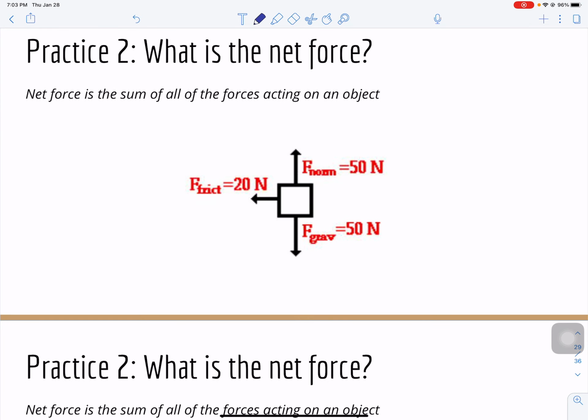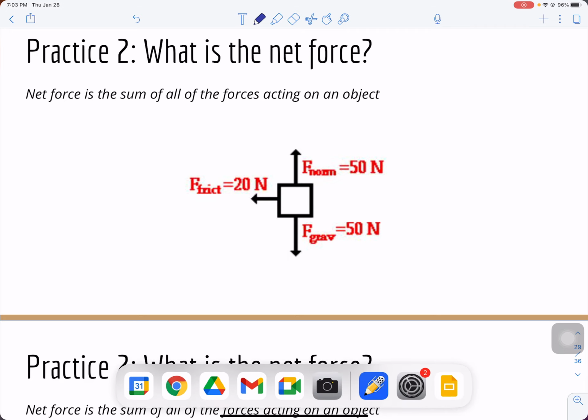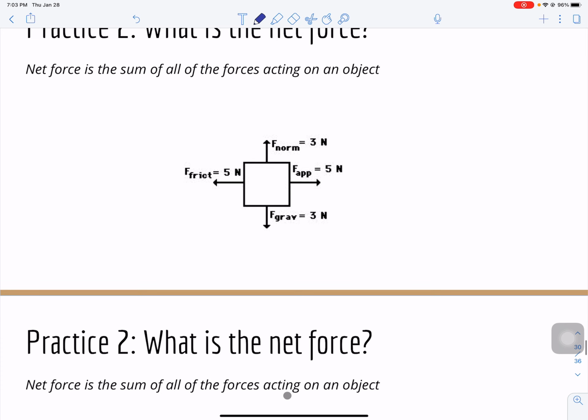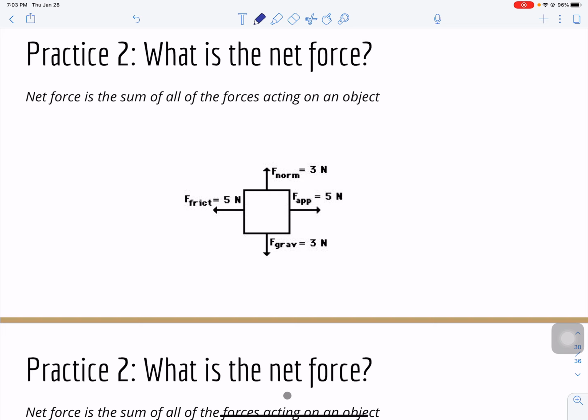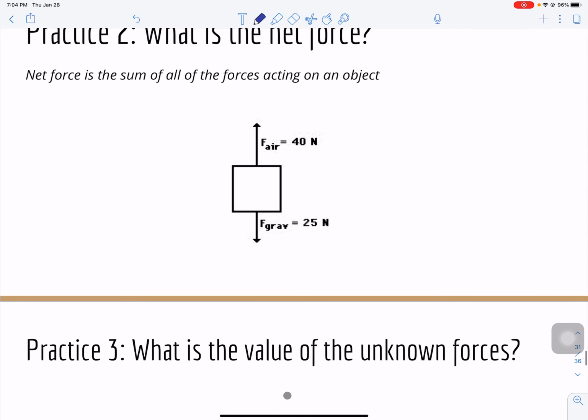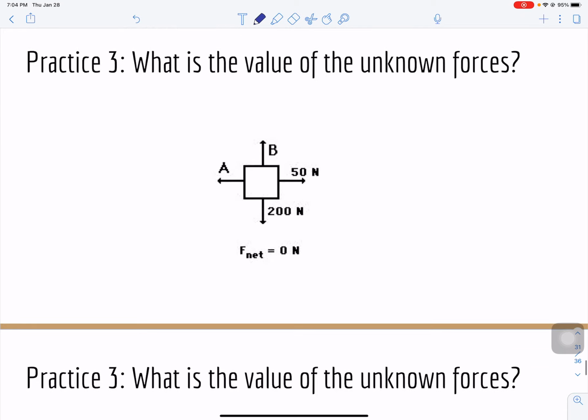Okay, now I've got three forces acting on the object. What is the net force? Okay, now I've got four forces acting on the object. What is the net force? Back to two forces. What is the net force? Okay, now we're going to try to figure out what is the value of the unknown forces. So what is the value of A? What is the value of B?